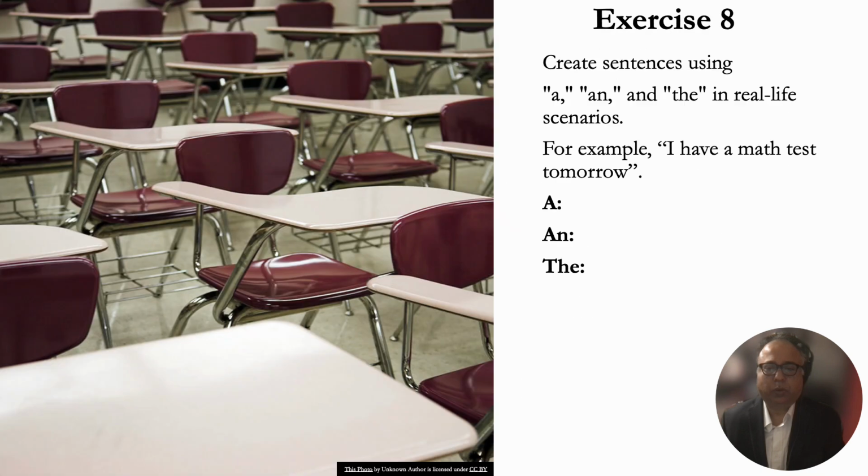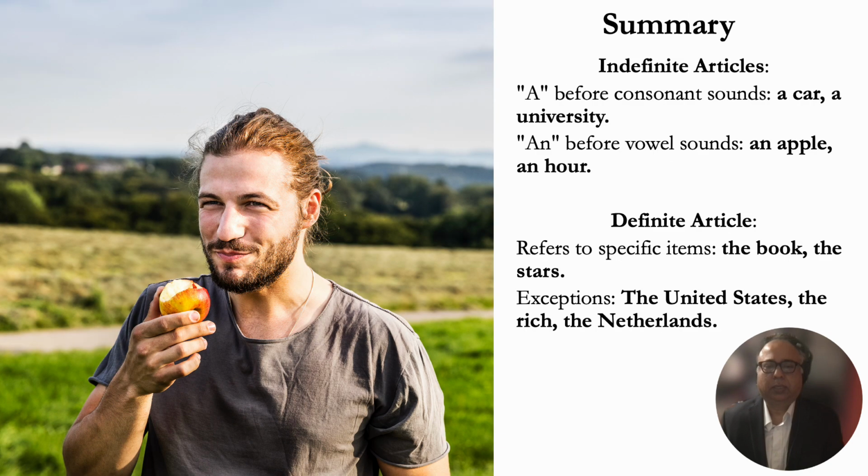Okay, how about one more? This time, I will not show you any answers because you need to practice writing these articles correctly when you write a sentence. So create sentences with each of the three articles. Write a sentence with a, another sentence with an, and the last sentence with the definite article the. So complete the exercise. You can do this at your own pace because I'm not showing you the answers. We're almost at the end of the lesson today. Let's summarize what we have learned.